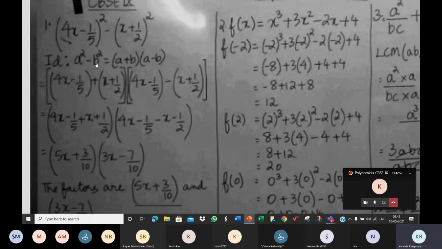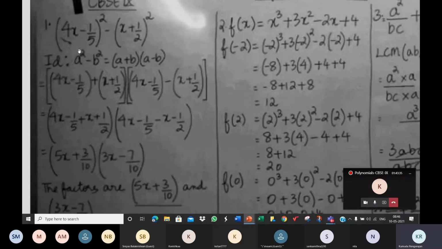So you see the answer here. The question is of the form a squared minus b squared, wherein a is 4x minus 1 by 5 and b is x plus 1 by 2. So the given expression is of the form a squared minus b squared, so the result is a plus b into a minus b. The answer is right here in the identity. All that we have to do is in place of a, we need to write 4x minus 1 by 5. This is a, this is b.